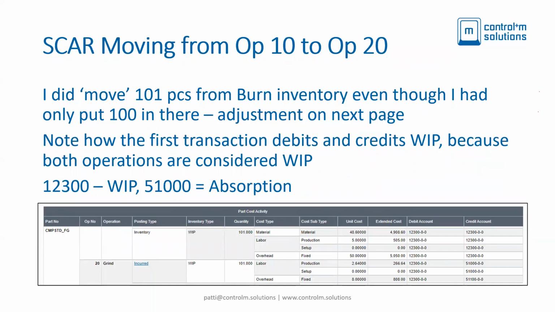So when I reported the 101 pieces at operation 20, we credited and debited work in process. This is because both operation 10 and operation 20 are set up as an inventory type of WIP, or work in process. We technically could have different WIP accounts to drive them to, but for simplicity, we only have one. And you'll notice that the entry was made for 101 pieces, even though I only put 100 in when there was operation 10. That's okay. We're going to see where that extra piece goes in there on the next slide. Now, SCAR is sort of a chatty program, but it debits and credits the same accounts for these amounts to make it much easier to see what's happening at every step.